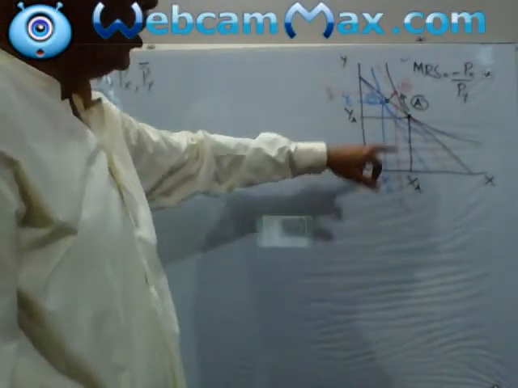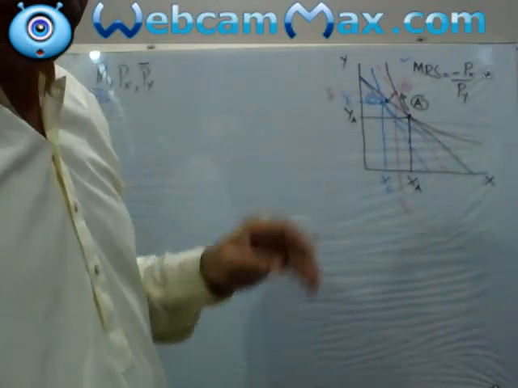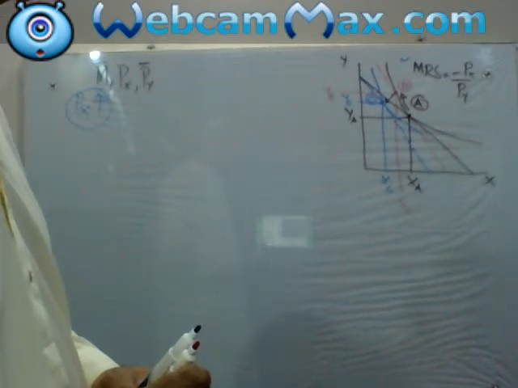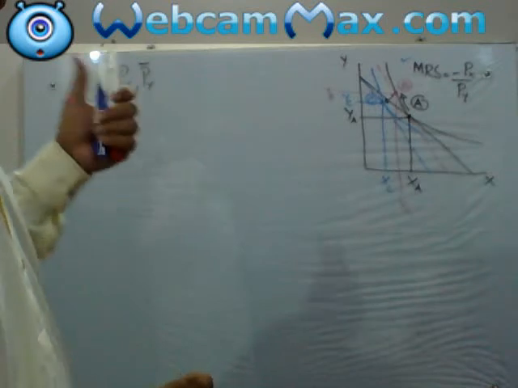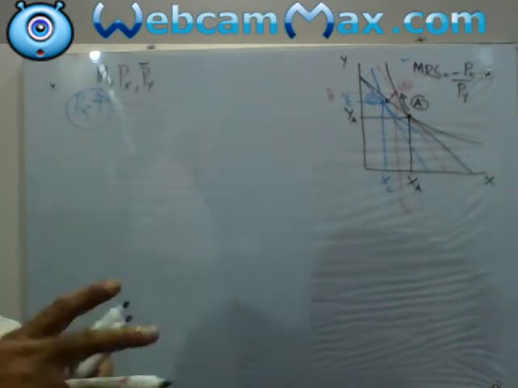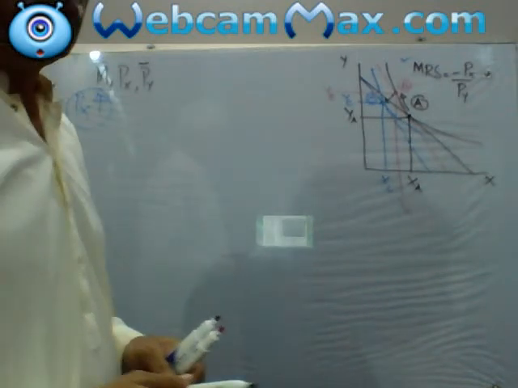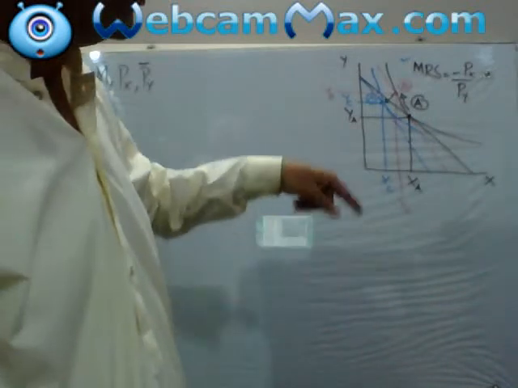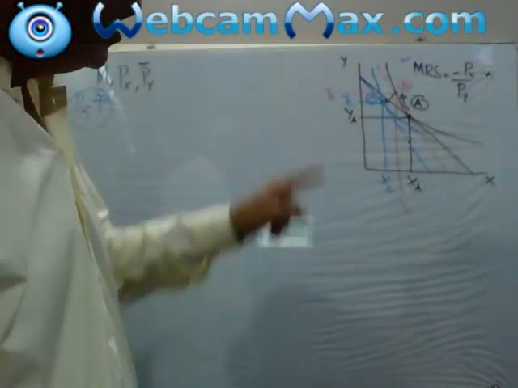The substitution effect is movement along the same indifference curve when the price ratio changes, and the consumer's nominal income and the price of Y are constant, and the consumer's real income is constant. So the substitution effect is the movement along the indifference curve when the consumer's real income is kept constant while the price ratio changes.